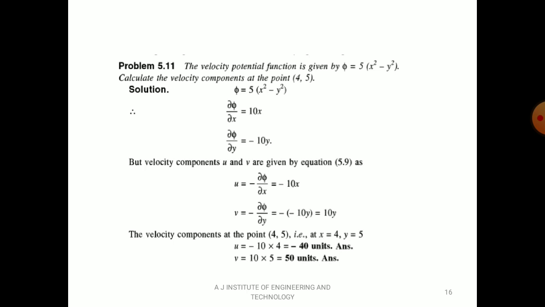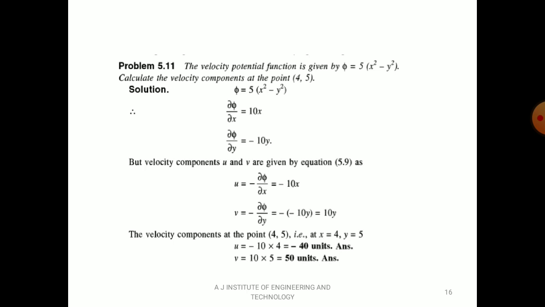Now what we have to do is just write down the given data, that is phi equal to 5 into x square minus y square. Now differentiate phi with respect to x and y. Dou phi by dou x equal to 10x, dou phi by dou y equal to minus 10y. But from the definition of velocity potential function, we have values of u and v. u equal to minus dou phi by dou x, so we get u equal to minus 10x, and v equal to minus dou phi by dou y, that is equal to minus into minus 10y, that is equal to 10y.